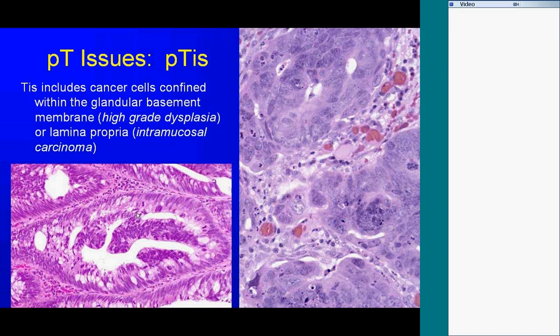But for definitional purposes, the carcinoma in situ T category for AJCC includes what we would call high-grade dysplasia, cancer cells confined within the glandular basement membrane, or what we would call intramucosal carcinoma, in which the tumor cells infiltrate the lamina propria but do not penetrate into the submucosa of the colon. These are both considered carcinoma in situ for the colon because there is essentially no chance of lymph node metastases and spread from these tumors.